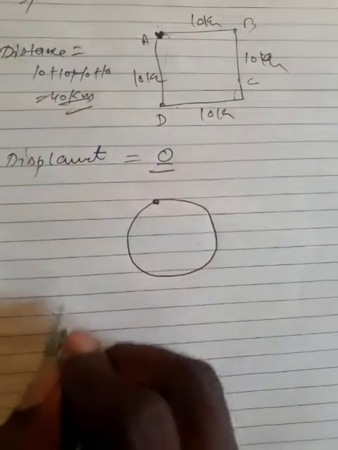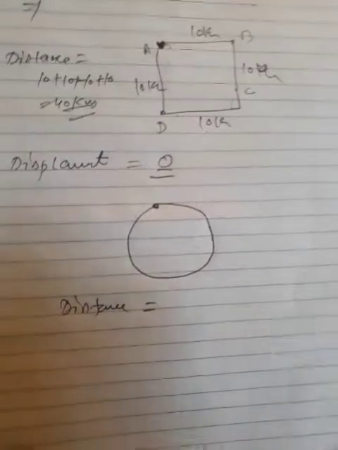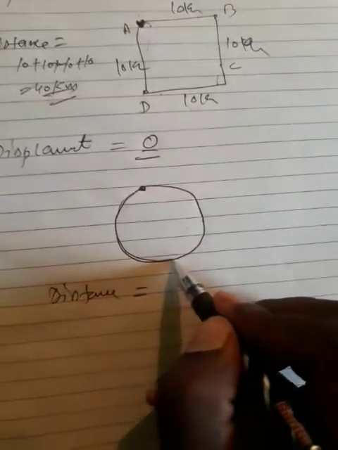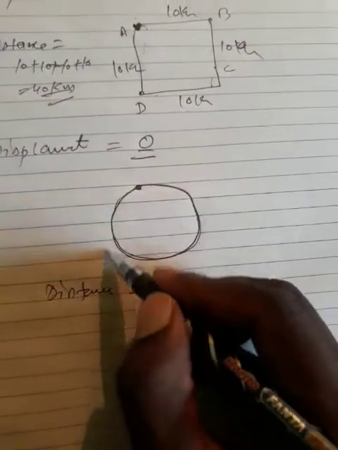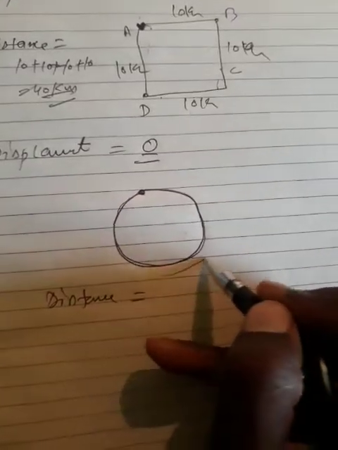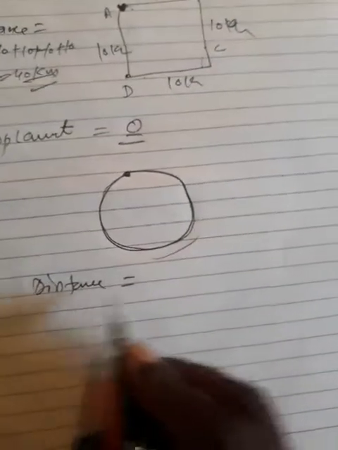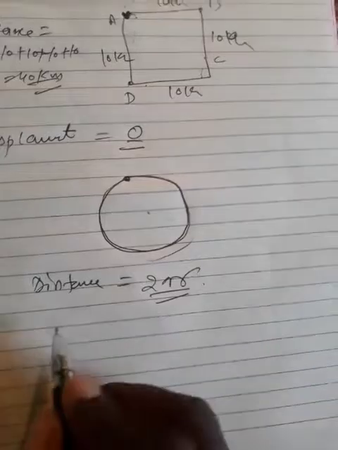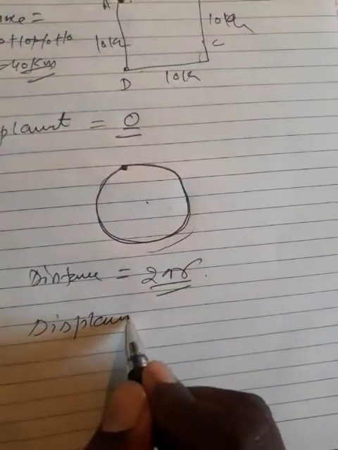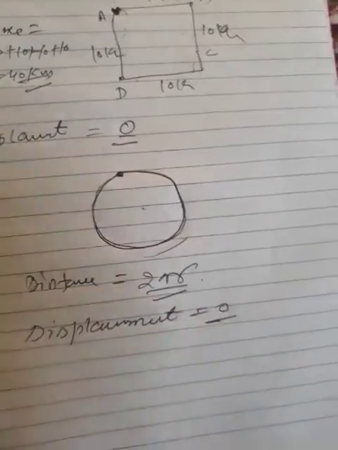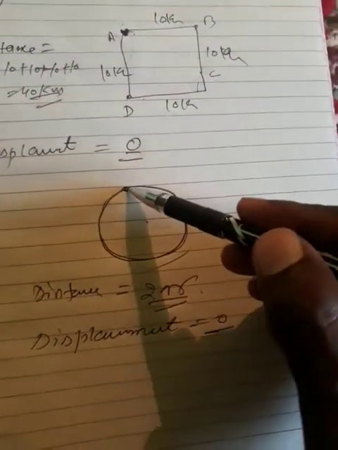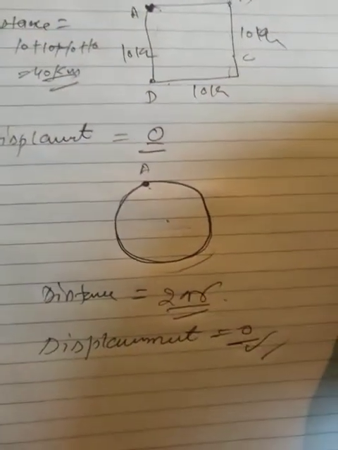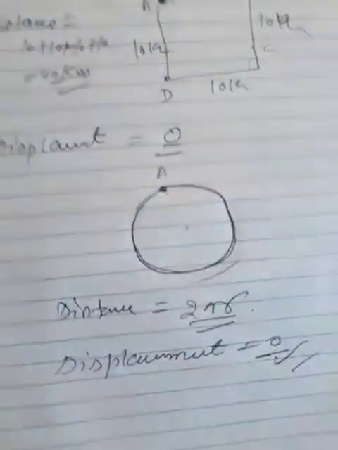Similarly, when an object moves on a circular path and reaches the same point, in this case your distance will be equal to the actual path length. When the object starts from here and after completion of one round reaches the same point, it covers one circle. That boundary length of the circle is known as the circumference of the circle. So distance will be equal to 2 pi r. Whatever radius is given, put it in and you get the distance. But in this case, your displacement will be equal to 0, because the object starts from point A and reaches the same point A. So these are the differences between the distance and the displacement.